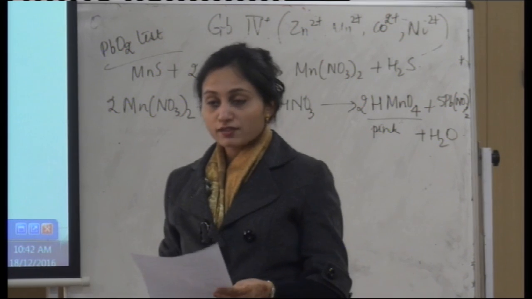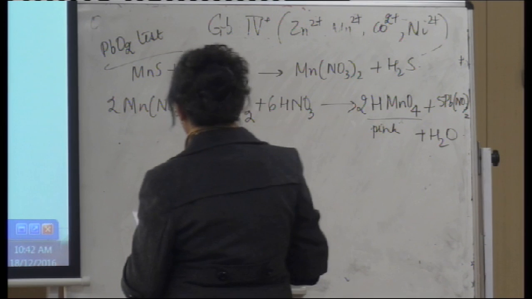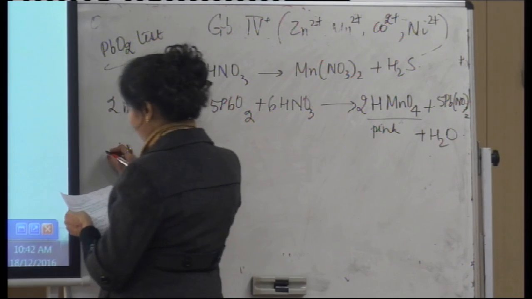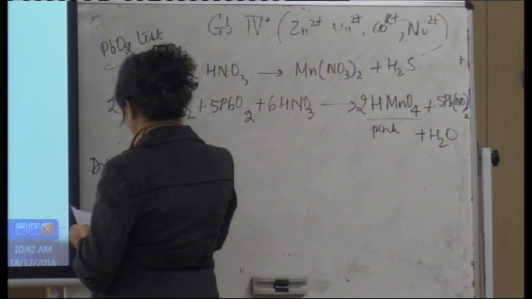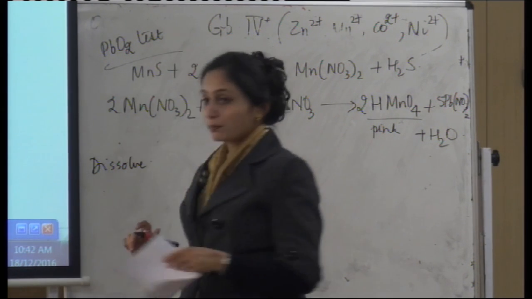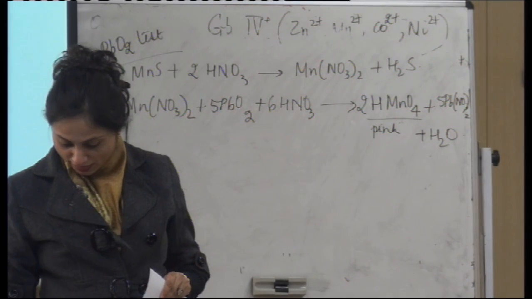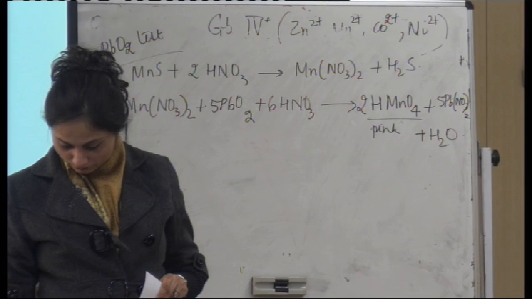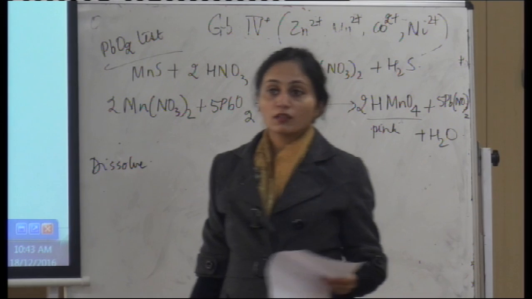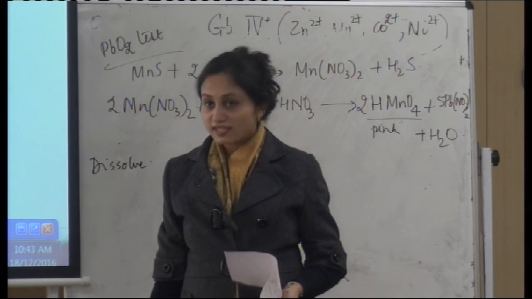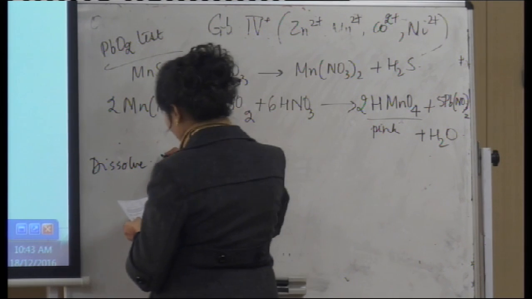Then for cobalt, next we move on to cobalt, and note down, it is very important. You dissolve your precipitate in aqua regia. Note down the procedure. Dissolve your precipitate in aqua regia. Okay, what was the precipitate that you got? For cobalt, it was cobalt sulfide, because you had added H2S to it. So you have dissolved your precipitate in aqua regia.